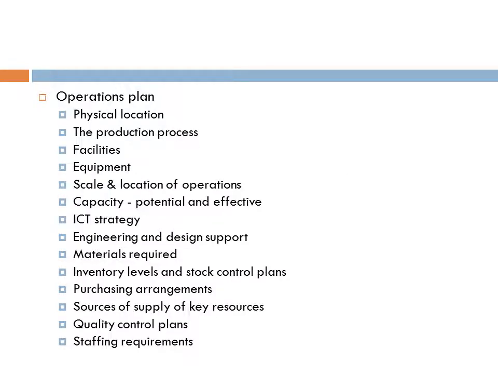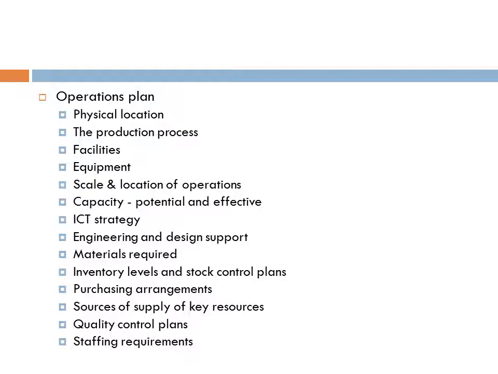We need to have an operations plan as well. This one's pretty self-explanatory. So the physical location of where the business is going to be. The production process, so how are we going to turn those inputs into outputs? What is it that our business is going to do? Facilities, are we going to have an office block? Do we need an office? Do we need a garage? Do we need a factory?